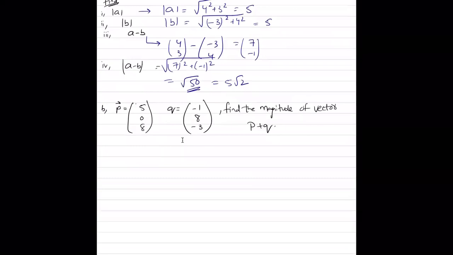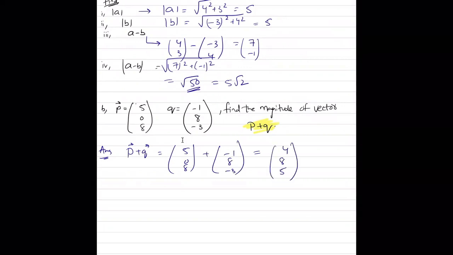Now the next part says find the magnitude of the vector p plus q. So to find the magnitude of this vector p plus q, I must have the vector first. So I'm going to add the two vectors. Now to find p plus q magnitude, that is going to be square root of 4 square plus 8 square plus 5 square. That's root 105. Correct.